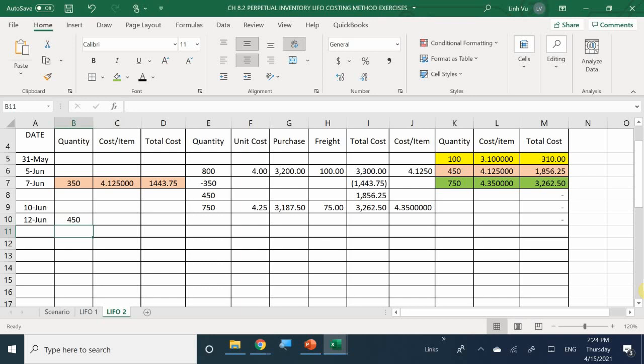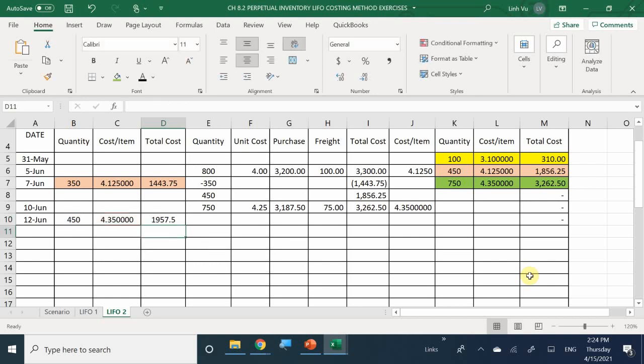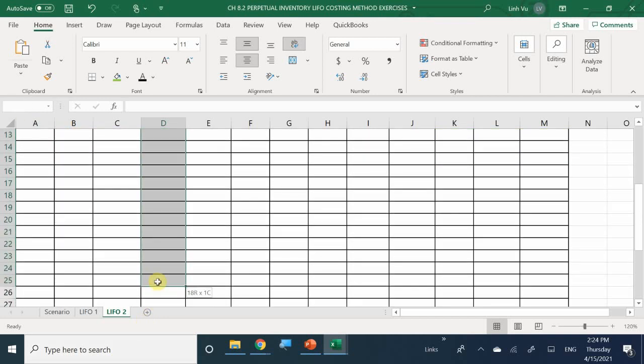Our green batch. Green. Okay, so we sold 450. At what cost per item? $4.35. So once again, I'm going to apply my formula down here. Equals round. Take my 450 times my 4.35, comma 2. What's my total cost of goods sold? 1957 and 50 cents. Let me format this real quick.